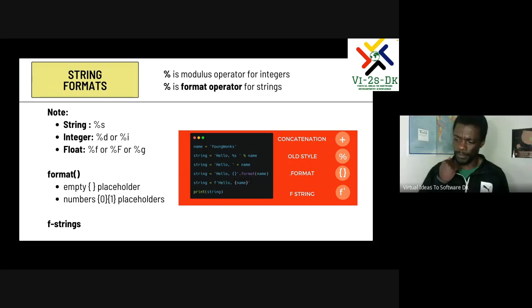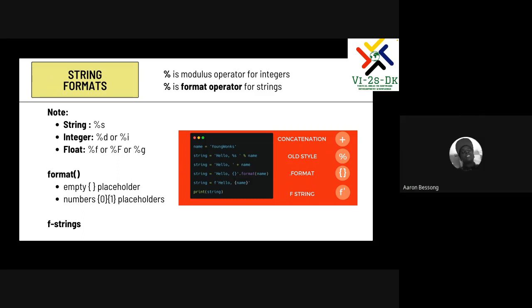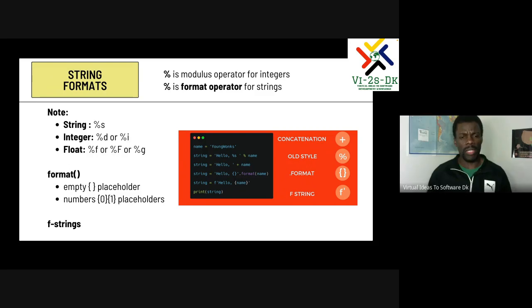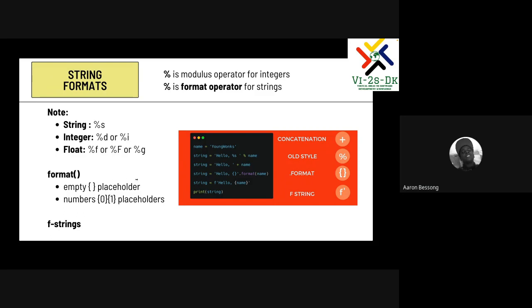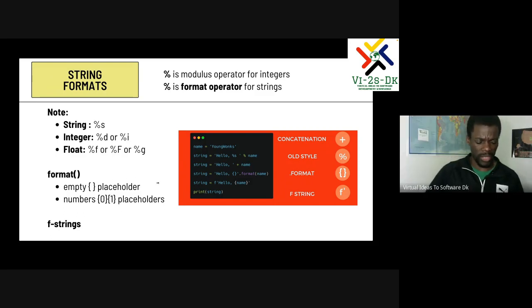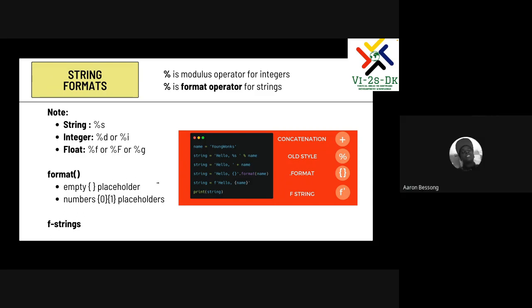Sounds good? Yeah, I like the F string one. It's so easy for me. Yeah, the F string, once you use it a few times, it's easy. But don't be confused if you see others using the other one. You can definitely tell when someone learned how to code based on the way they write their code. If you see people still using %s, those are people that learned from the 80s and 90s, maybe. Yes.